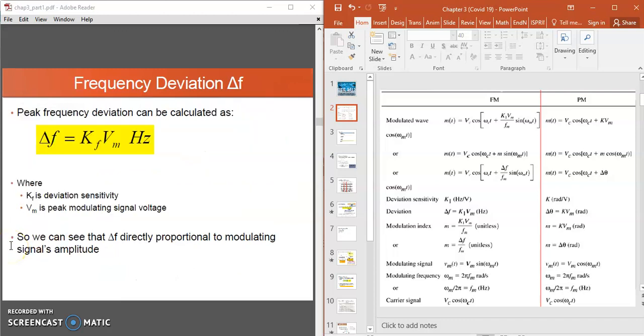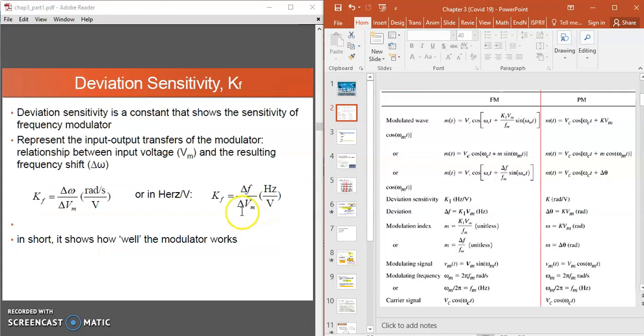Now frequency deviation. So now see the relationship for frequency deviation. What is KF? KF is the deviation sensitivity and VM is the peak modulating signal amplitude. The deviation sensitivity in FM we call KF. KF shows the sensitivity of the frequency modulator. Now you see the terms. What is the difference between this term and this term? This one is in radians. This one is in hertz.